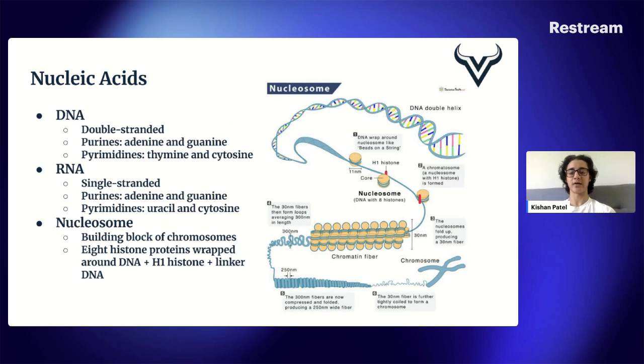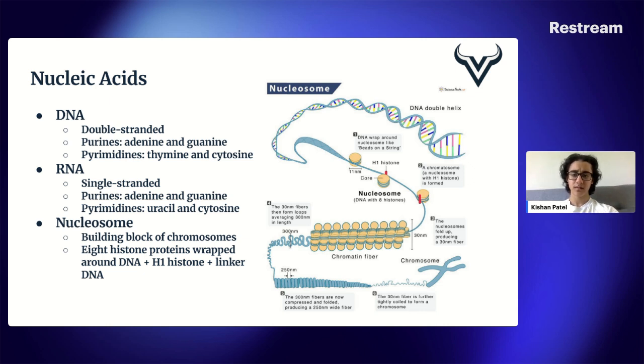Okay, so just to compare and contrast DNA and RNA, DNA is double-stranded while RNA is single-stranded. The purines in DNA are adenine and guanine, and it's the same for RNA. And the pyrimidines in DNA are thymine and cytosine, whereas the pyrimidines in RNA are uracil and cytosine. So pyrimidines and purines are the nitrogenous bases, and it's important to note that a purine always binds to a pyrimidine. So for DNA, it's T-A, C, and G, and for RNA, it's U-A, C, and G.